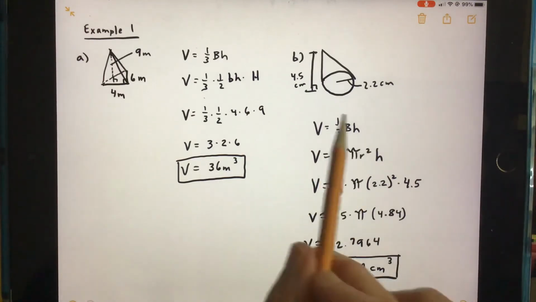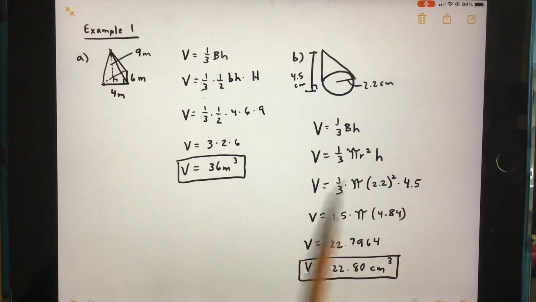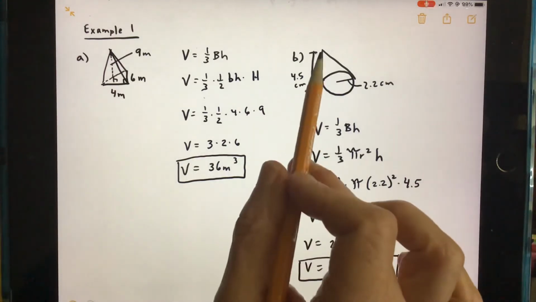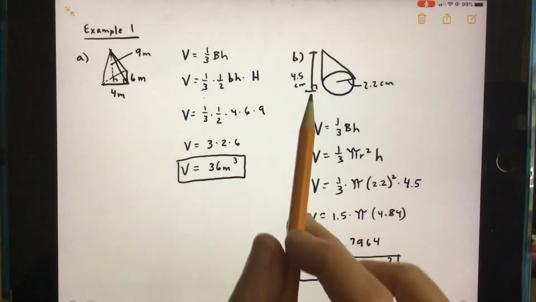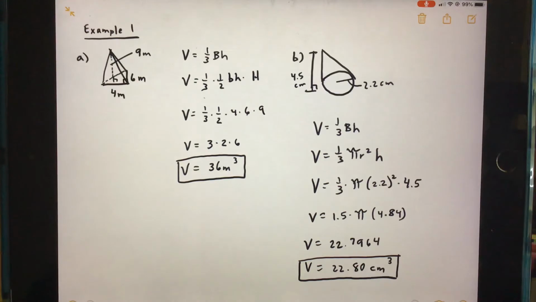So we're going to plug into this formula, 1/3 base times height. The base is pi r squared. The height will be that perpendicular distance from the point down to the base. And the radius is given to us as 2.2, so we're going to square that radius, putting in 2.2 for r. We're told that that perpendicular distance, the height, is 4.5. So then we're going to go ahead and do some simplifying.